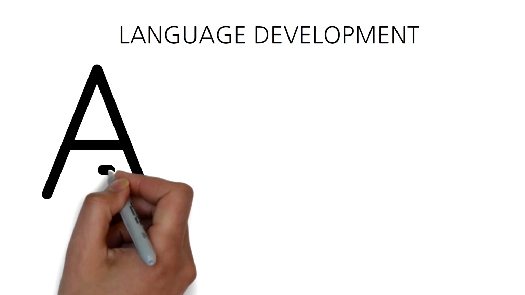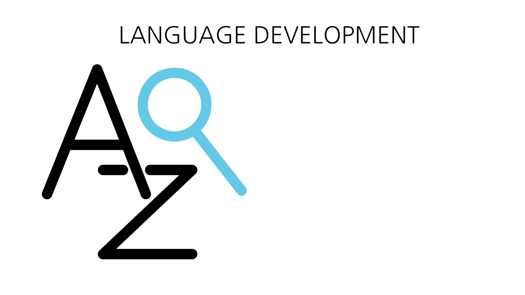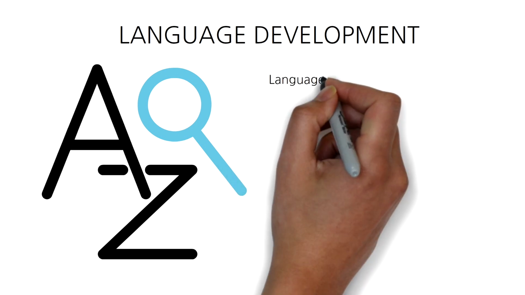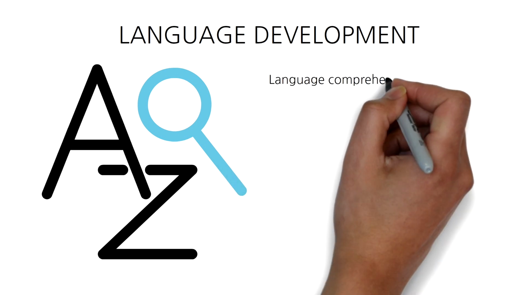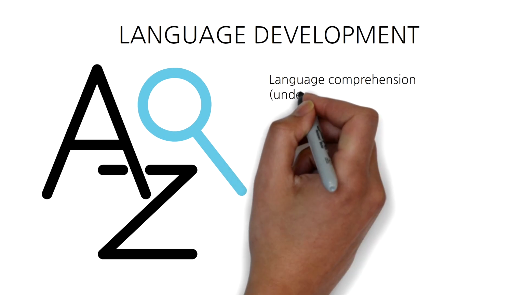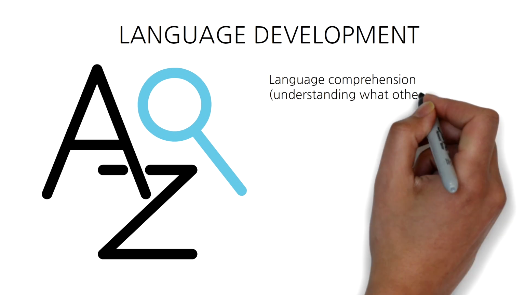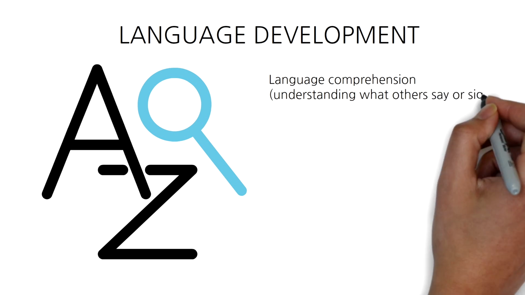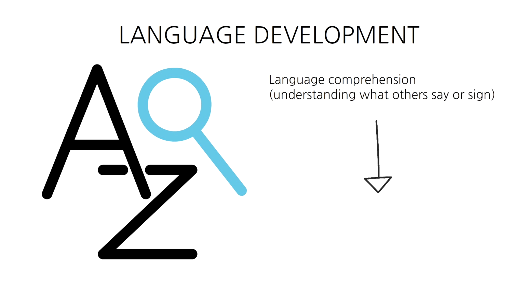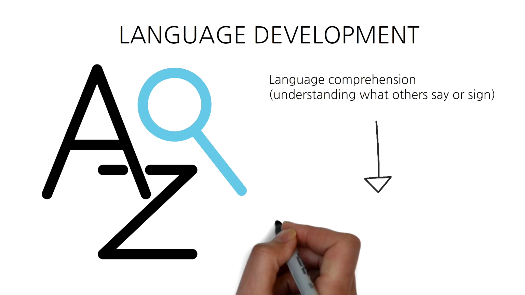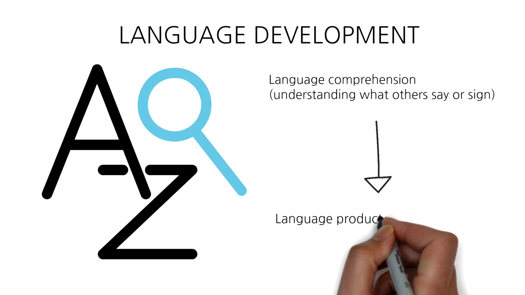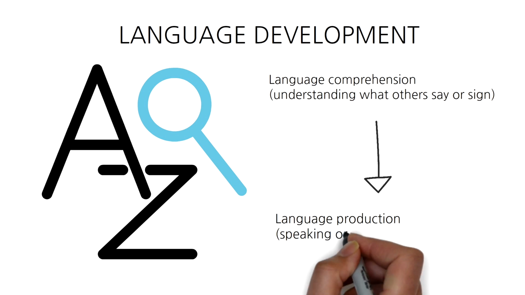So today we're looking at language development, and this is part one of a two-part video breaking down language development in a lot of detail. So what does using language involve? It involves language comprehension and language production. Language comprehension refers to understanding what others say or sign, and language production refers to actually speaking or signing to others. Language comprehension is what leads to language production.